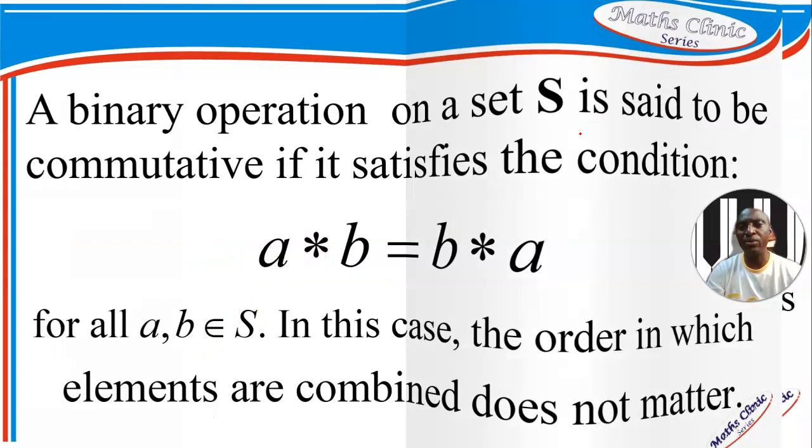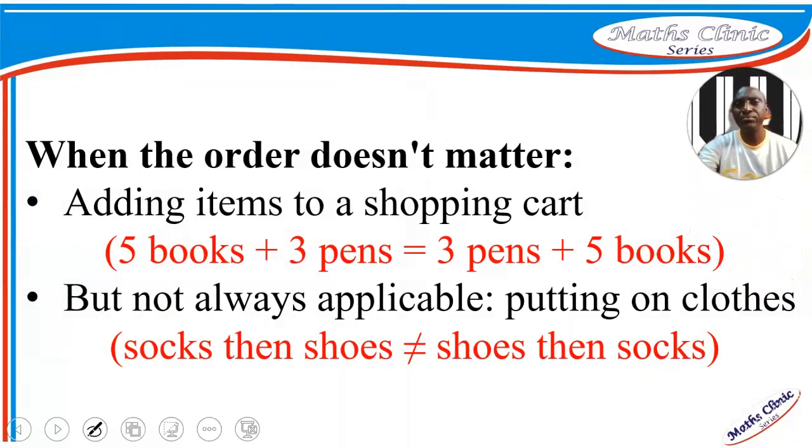Now let's look at it in terms of your life experience. Maybe further explanation will help you. When order does not matter, for example adding items to a shopping cart, you go to any of the shopping malls and you are buying items in a basket, and you put 5 books in a basket and put 3 pens in addition to that. Your content will be the same as you putting 3 pens first into the basket before putting in 5 books into the same basket. It will be the same, nothing changes. And so we are saying that here, adding the 2 items will remain commutative.